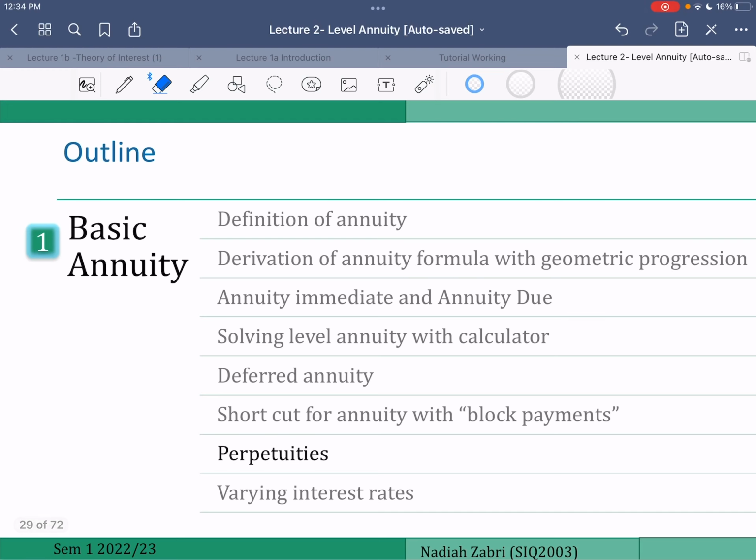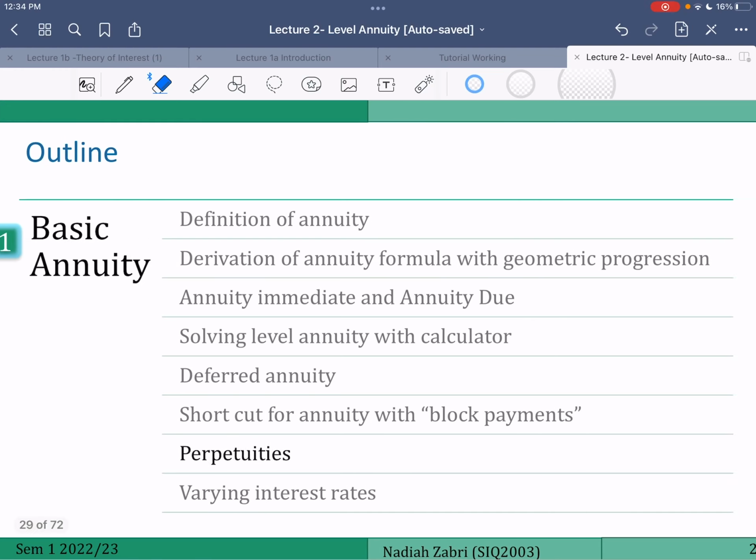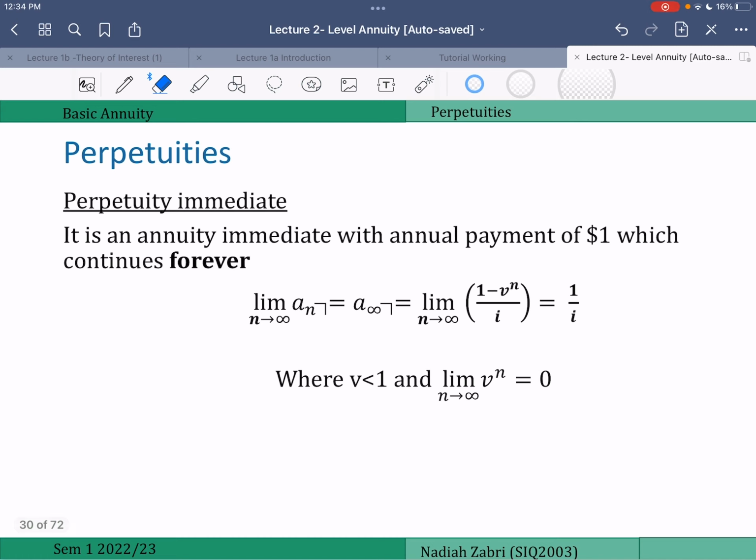Okay, next will be perpetuities. What is perpetuity? Perpetuity is an annuity with annual payment of 1, which continues forever. Well, it doesn't have to be annual payment of 1 actually. It is an annuity immediate with regular payments which continues forever.